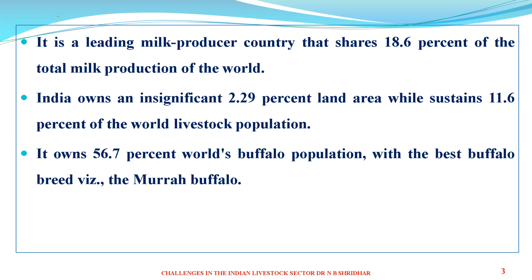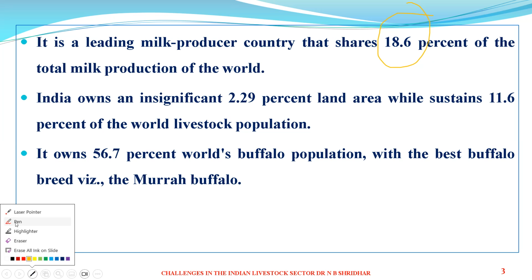India is a leading milk-producing country and shares about 18.6% of the total milk produced by the world. So if the world's milk is 100%, our sector contributes about 18.6%. India owns only 2.29% of the land area, while it sustains 11.6% of the world's livestock population, and it owns about 56.7% of the world's buffalo population, which means more than half of the world's buffalo population is in India, at number one.